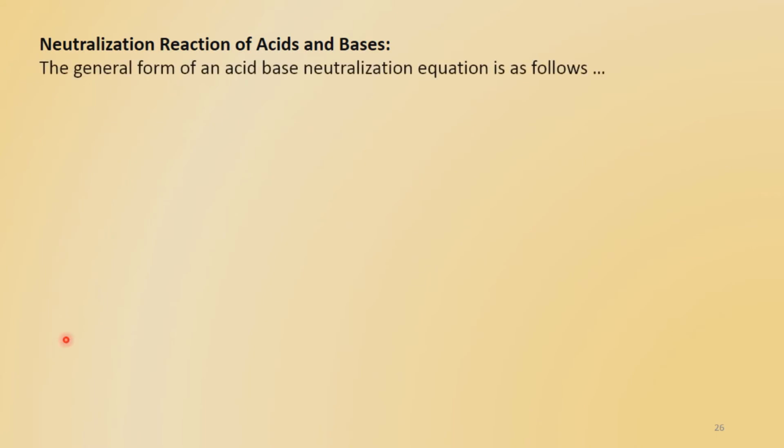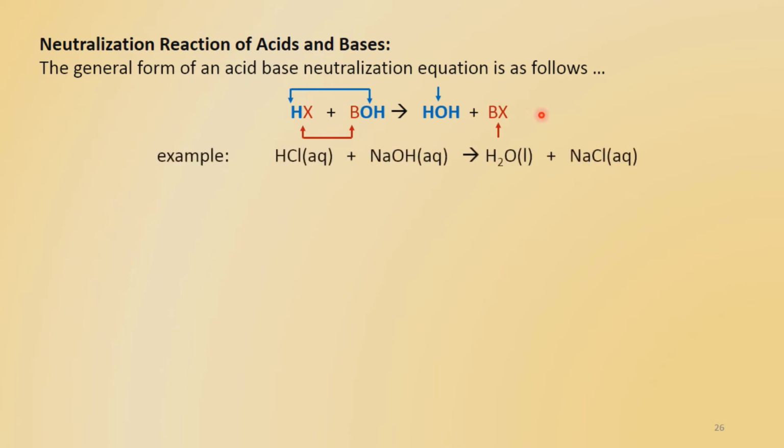The general form of an acid-base neutralization equation is as follows. A generic acid, HX, reacts with a generic base, BOH. And the hydrogen ion from the acid combines with the hydroxide ion from the base to produce a water molecule, HOH, or more properly, H2O. Then the cation from the base, in this case B, reacts with the anion X from the acid to produce the salt, BX. And again, our most familiar example, HCl and NaOH produce water and sodium chloride.